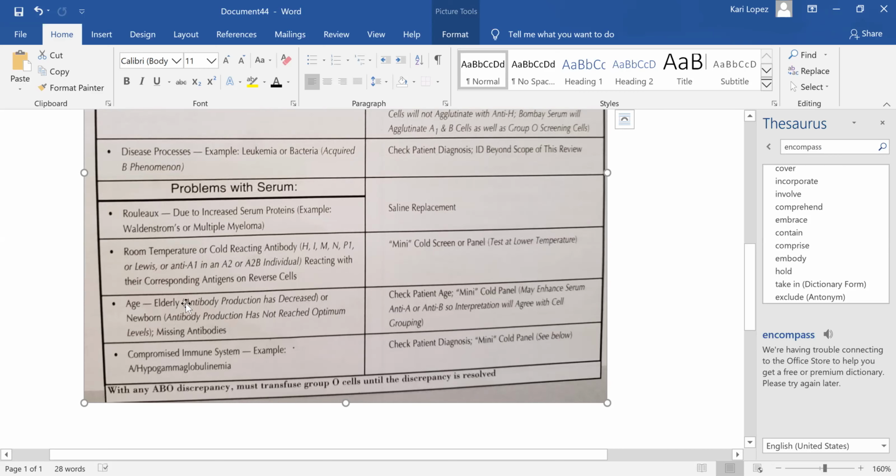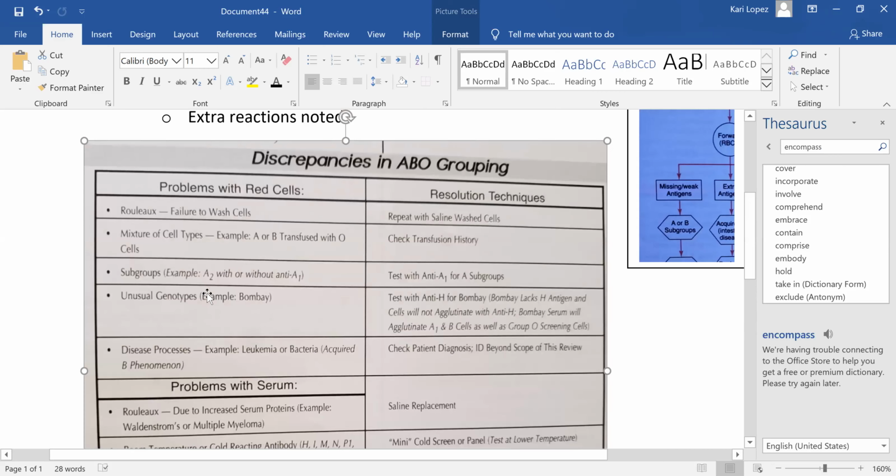Age, what do we talk about as our two problem age ranges that'll cause weaker reactions? What'd you say? The two age ranges that'll cause weaker reactions.